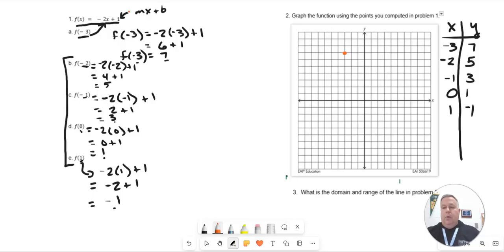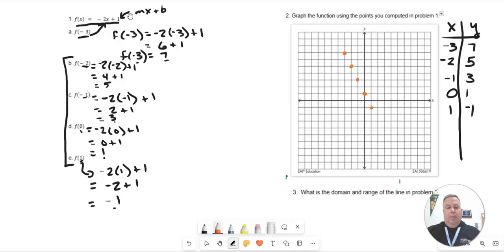Let's go to the next one. -2, 5. 1, 2. Then up 5. Then the next one is -1, 3. There it is. Then 0, 1. And then 1, -1. All right, so we have an idea of what this is going to look like.